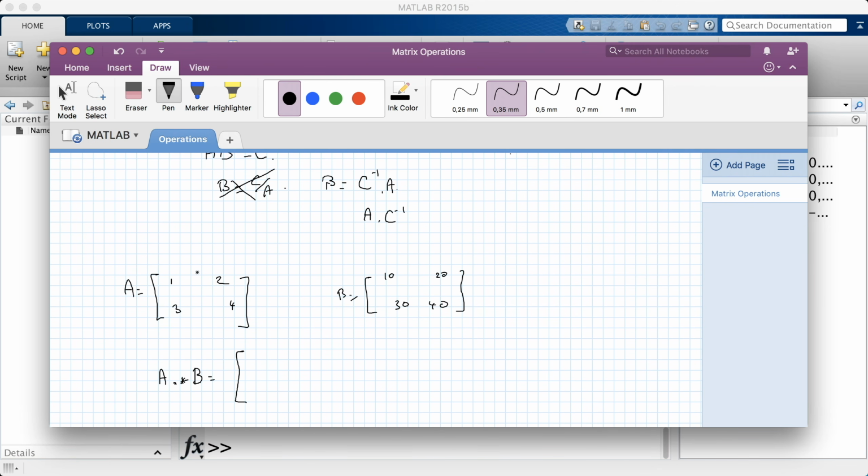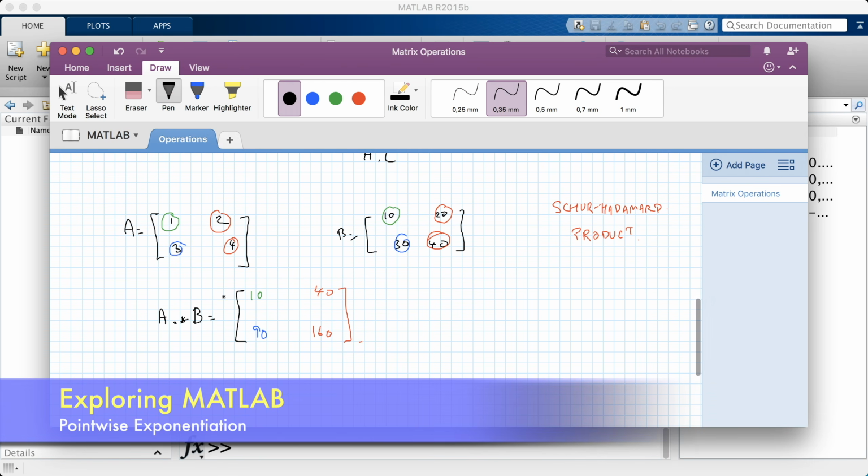So right here, I don't need to grab any row, any column. I'll say, you know what? I'm too lazy. I'll just grab the first element from this matrix and multiply it with the first element here. As simple as that. So 1 times 10 is 10, 2 with 20 is 40, 3 with 30 is 90, and 4 with 40 is 160. This is also called the Schur-Hadamard product. So this is element-wise multiplication.